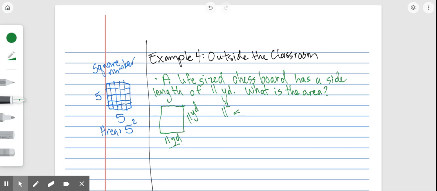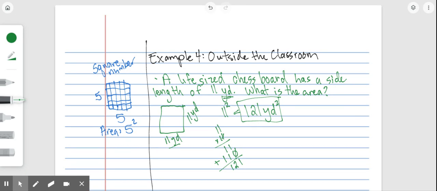If you don't know that off the top of your head, then we're just going to do the multiplication down here. If you do because you remember it from yesterday's work, that's awesome. So go ahead and write it down. 1 times 1 is 1. 1 times 1 is 1. Placeholder 0 because I'm into the tens place. 1 times 1 is 1. 1 times 1 is 1. So I get 121. 11 squared is 121. And since they use yards, I know that this is yards to the second power. So that's the area of a life-size chessboard.